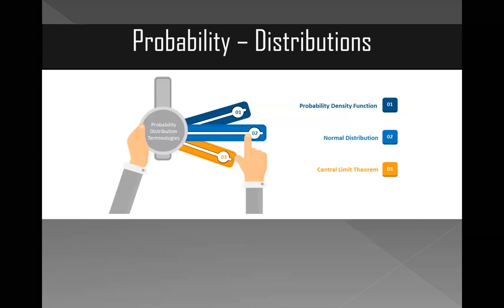So probability distribution, especially, what are all the distributions we are mostly concerned with in our ML applications? Probability density function we have to know. And what is a normal distribution? Central limit theorem.